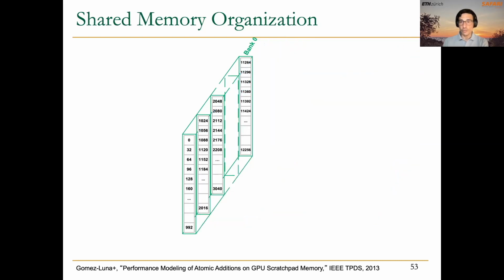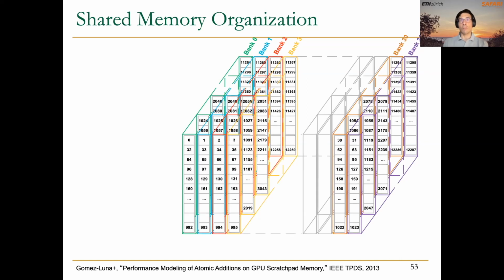You already know that shared memory has an interleaved, or banked, memory organization. This is bank 0. As you see, bank 0 has elements. We are assuming here, by the way, that there are 32 banks in shared memory. So this bank 0 contains address 0, 32, 64, 96, and so on, but also address 1024, 1056, 2048, and so on. As you see, the distance between these addresses is 32 because we have 32 shared memory banks. So this is bank 0, and these are the remaining 31 banks.